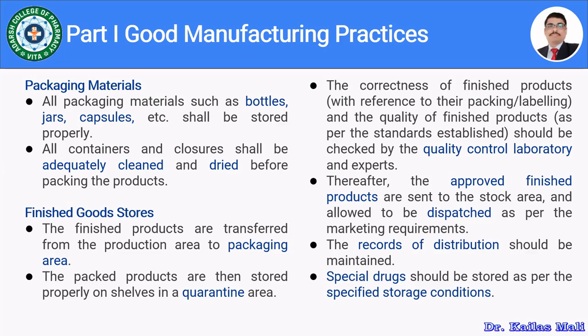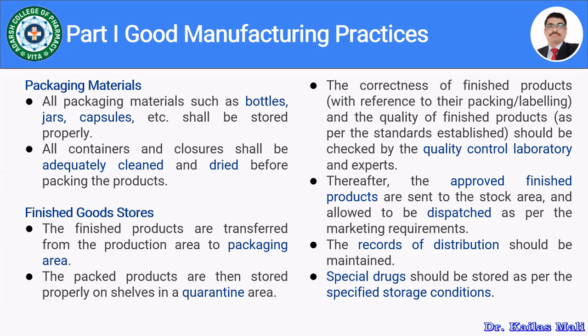The correctness of finished products with reference to their packaging, labeling, and quality as per the standards should be established and should be checked by the quality control laboratories and the experts. Once the packaging of the manufactured product is done, it should be stored in the quarantine area. Then the sampling should be done by the quality control department. Whatever the product is, it should be tested for its label, container, then other quality control parameters, right?